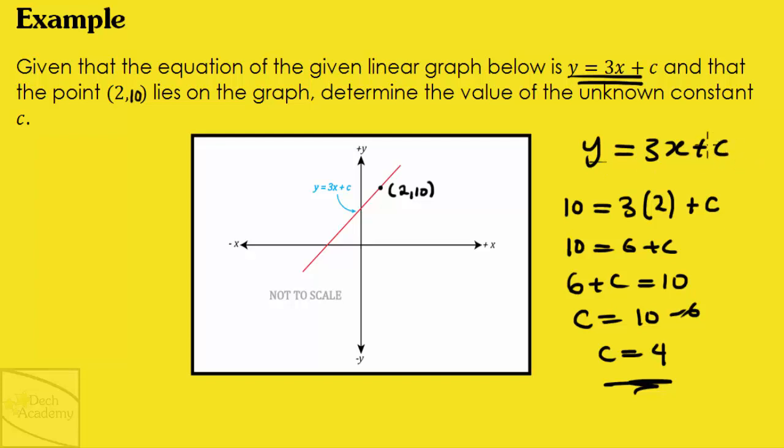This c here represents a number. We don't know what it is, but all we know is that when I replace x with 2 and y with 10 in this equation, the left hand side and right hand side must be equal. And that's what I did here. And I've simplified to get c.